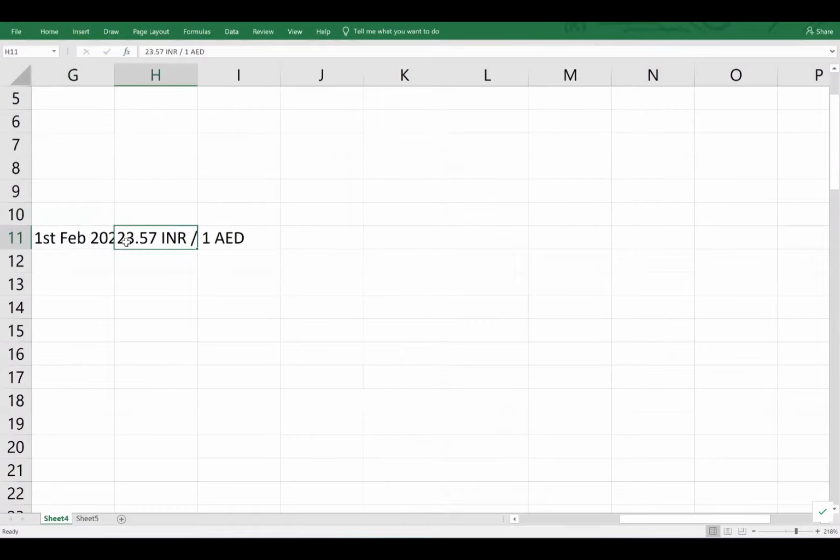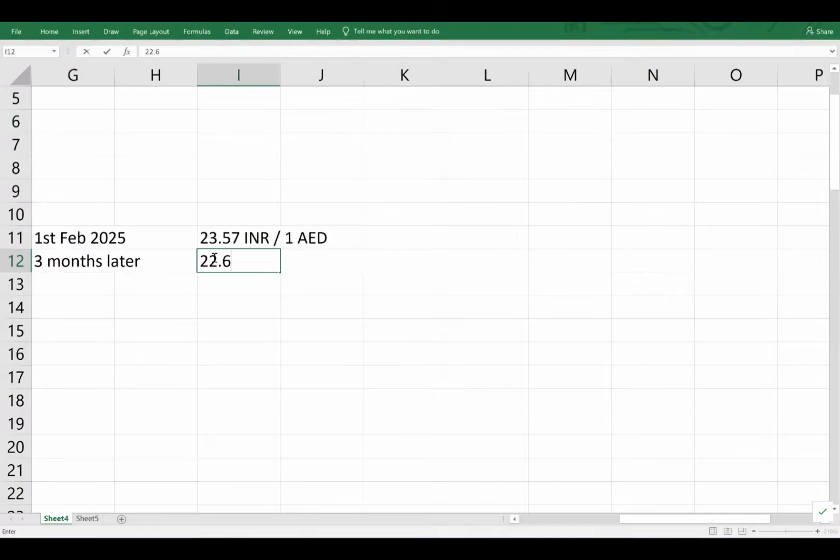And the exchange rate, let's say 3 months later, varies. Three months later, let's say the exchange rate varies to 22.560 INR per 1 AED. So what can you understand from here? Which currency depreciated? INR depreciated here? Hmm? Yes.